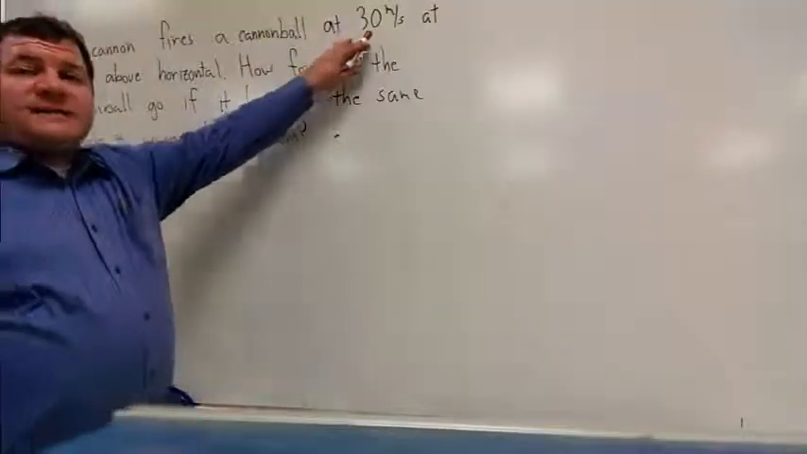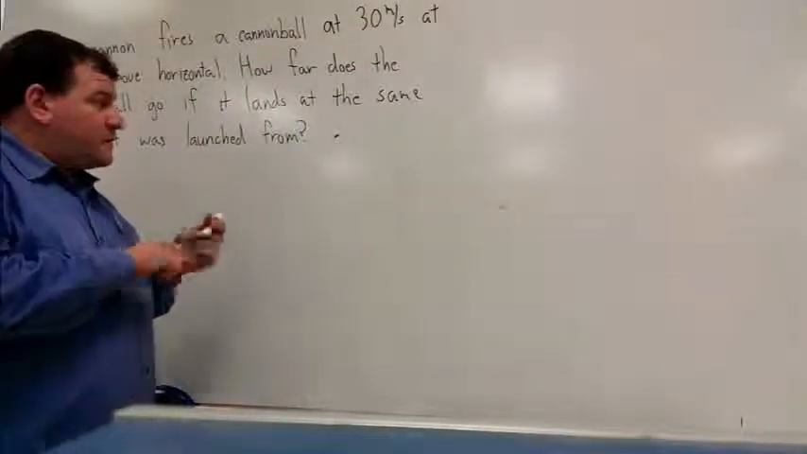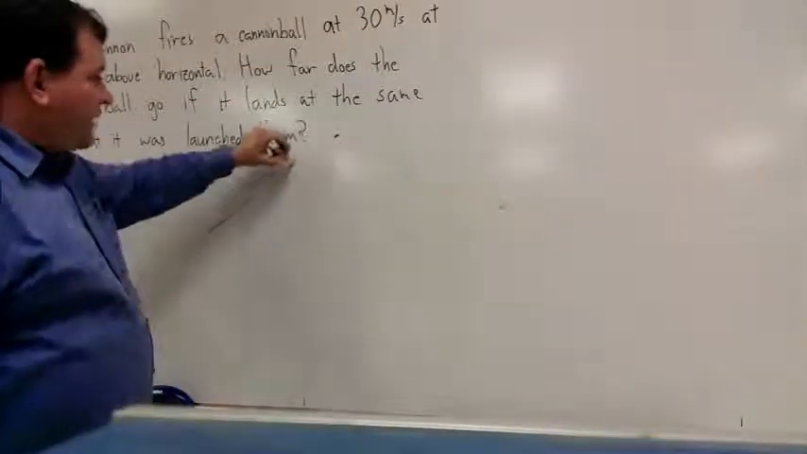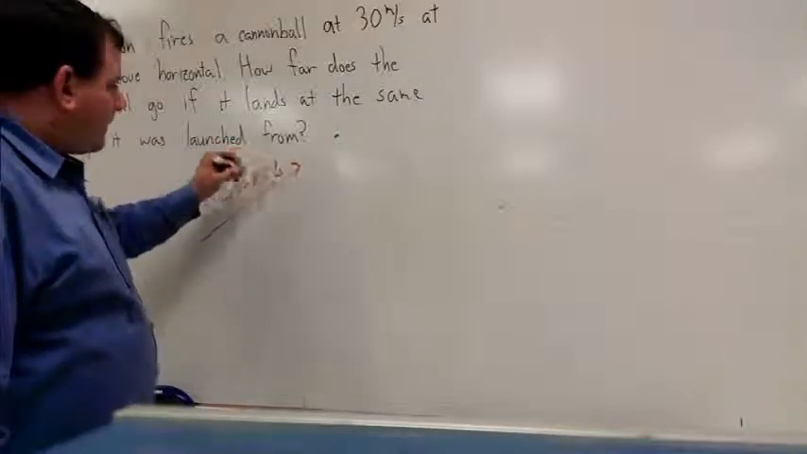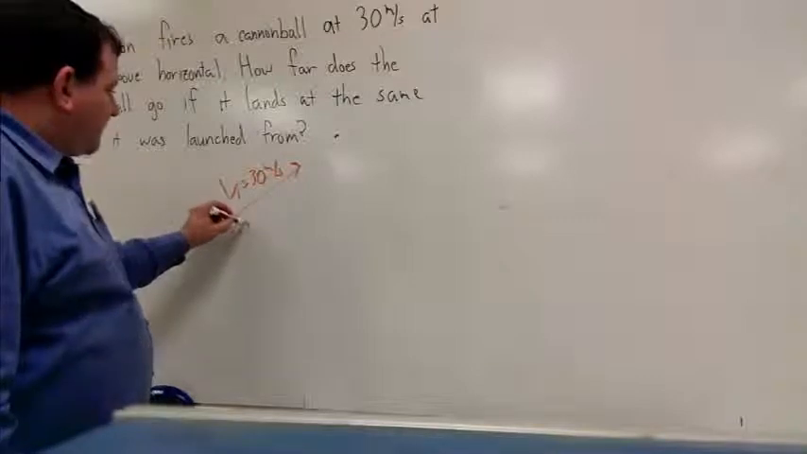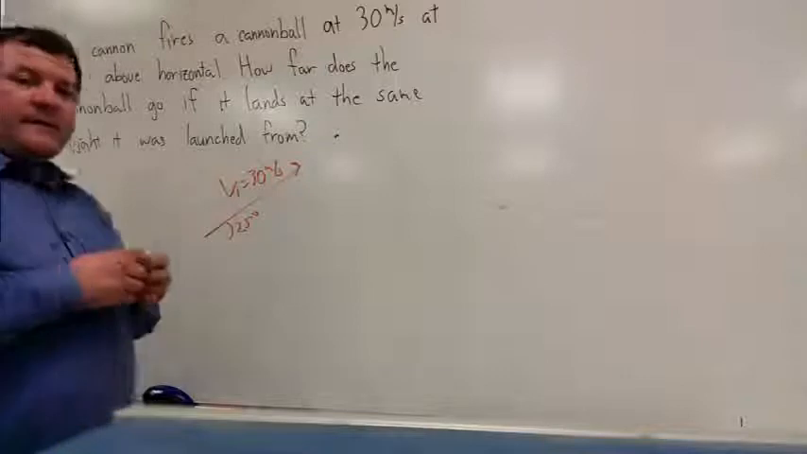My initial velocity is 30 meters per second, and I know it goes at 25 degrees above horizontal. So I'm going to draw my initial velocity and the angle, 25 degrees. 30 meters per second at a 25 degree angle.